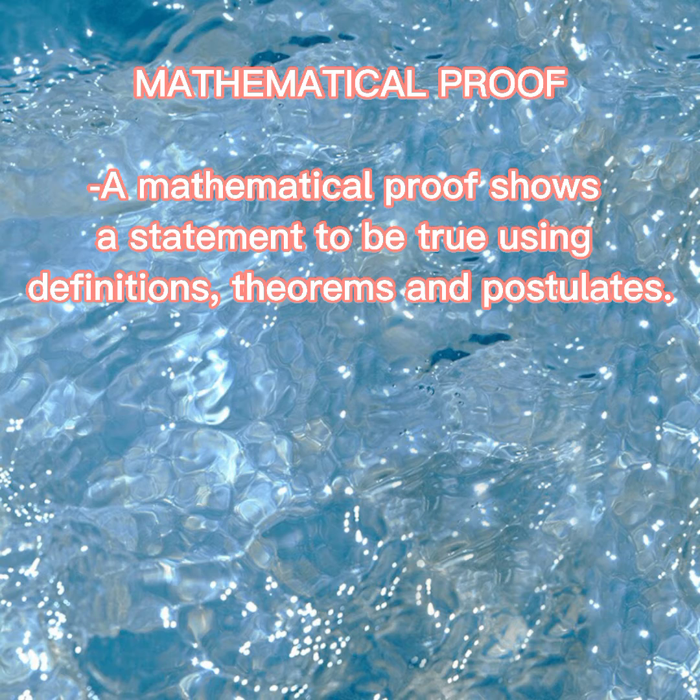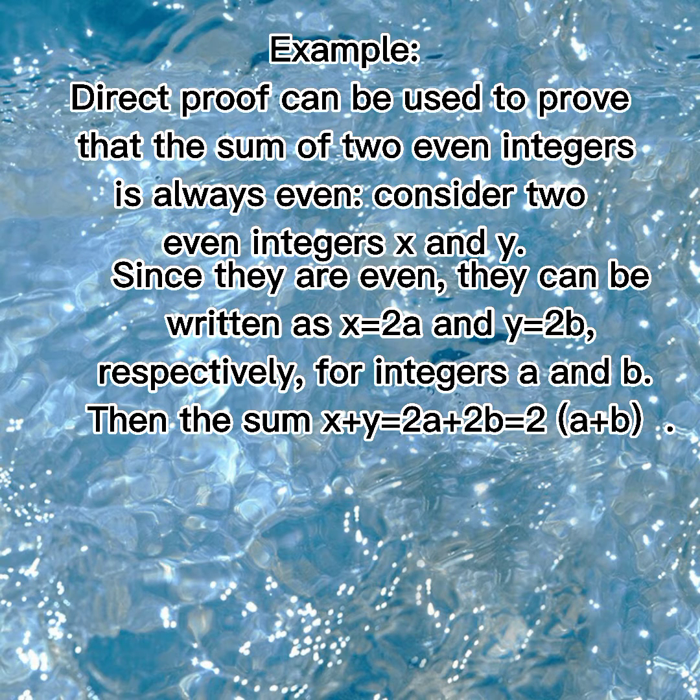Let's proceed to the mathematical proof. A mathematical proof shows a statement to be true using definitions, theorems, and postulates. For example, direct proof can be used to prove that the sum of two even integers is always even. Consider two even integers x and y. Since they are even, they can be written as x equals 2a and y equals 2b.